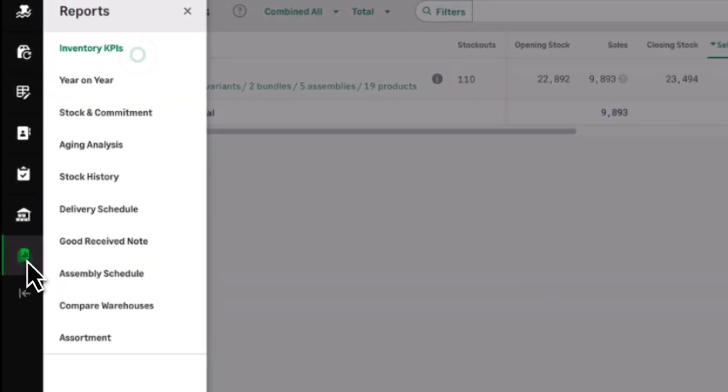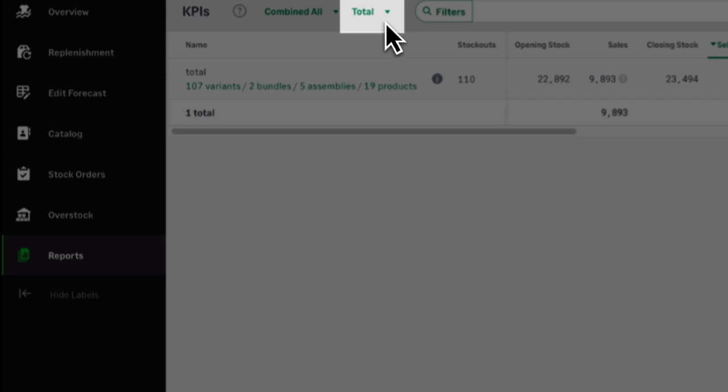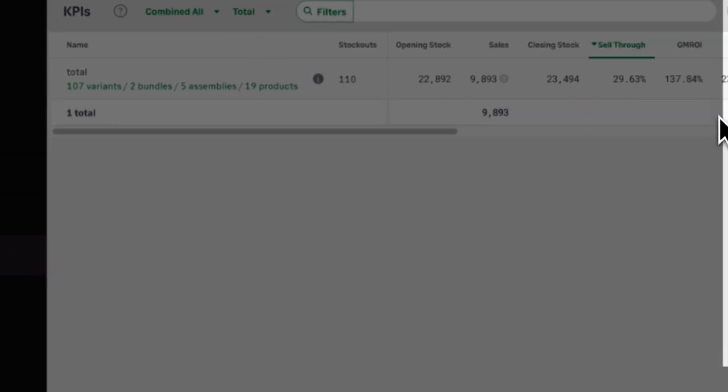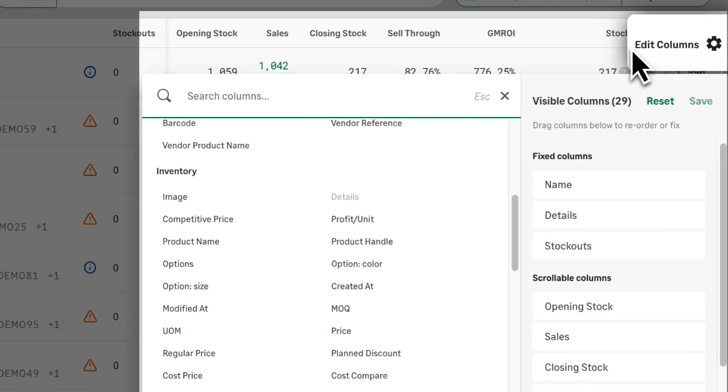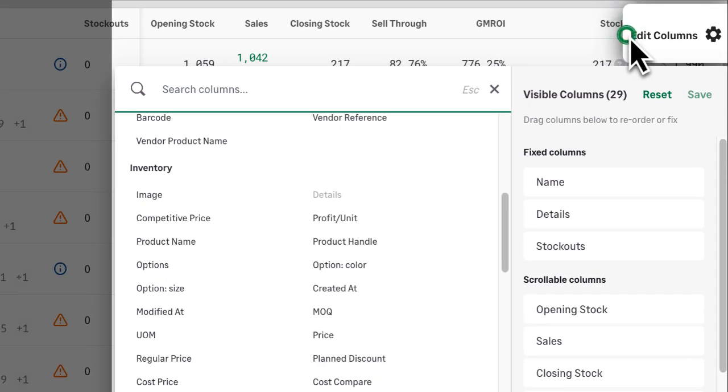Now, let's continue with an example by selecting reports and inventory KPIs. You'll notice that my inventory KPIs report starts at the total level. And I'm selecting a date range of the last 30 days. Don't forget to use the Edit Columns gear icon to customize your screen to include any of the important metrics to help you analyze your stock details.